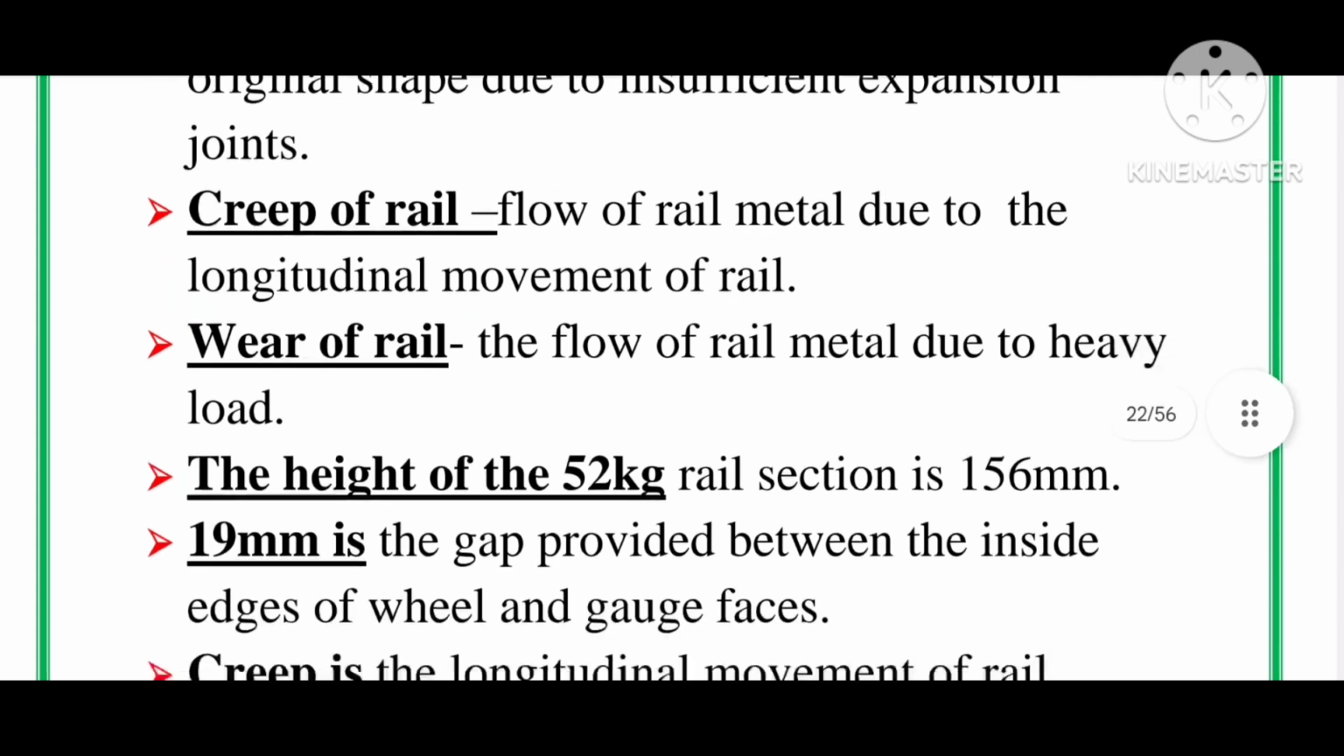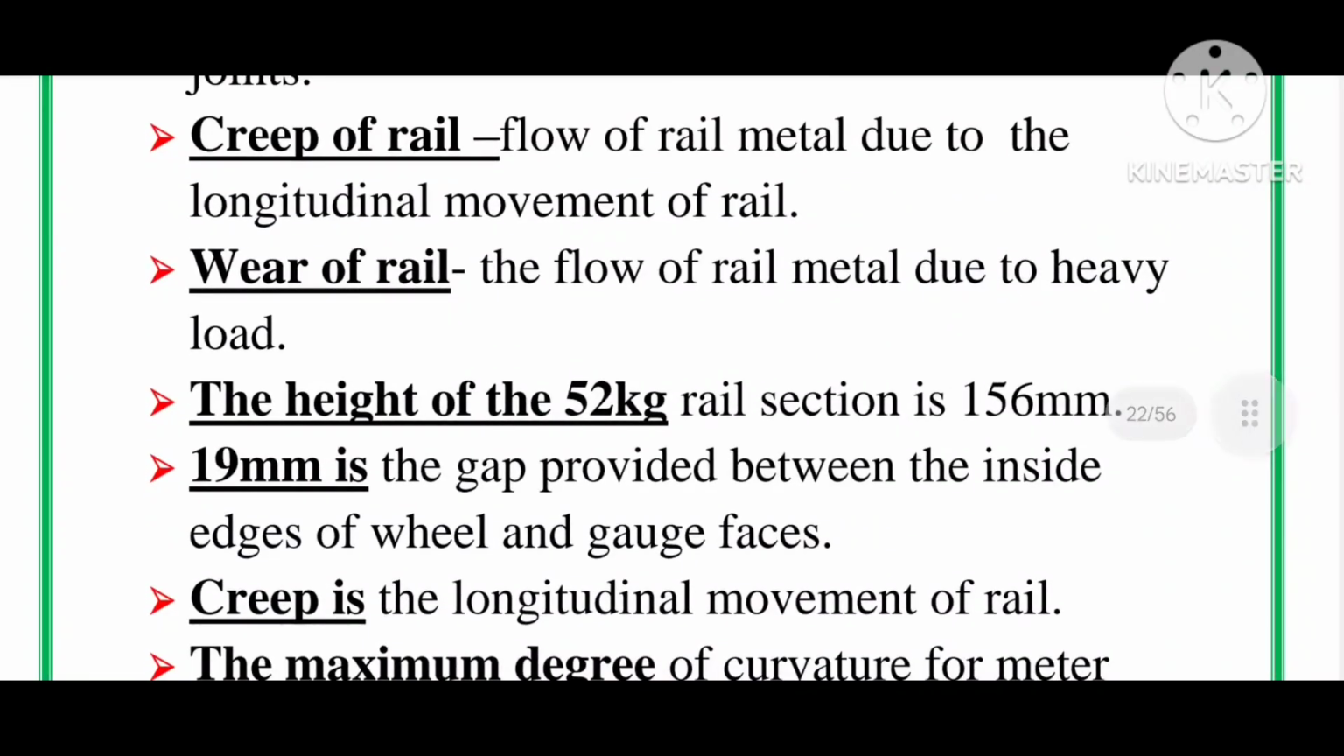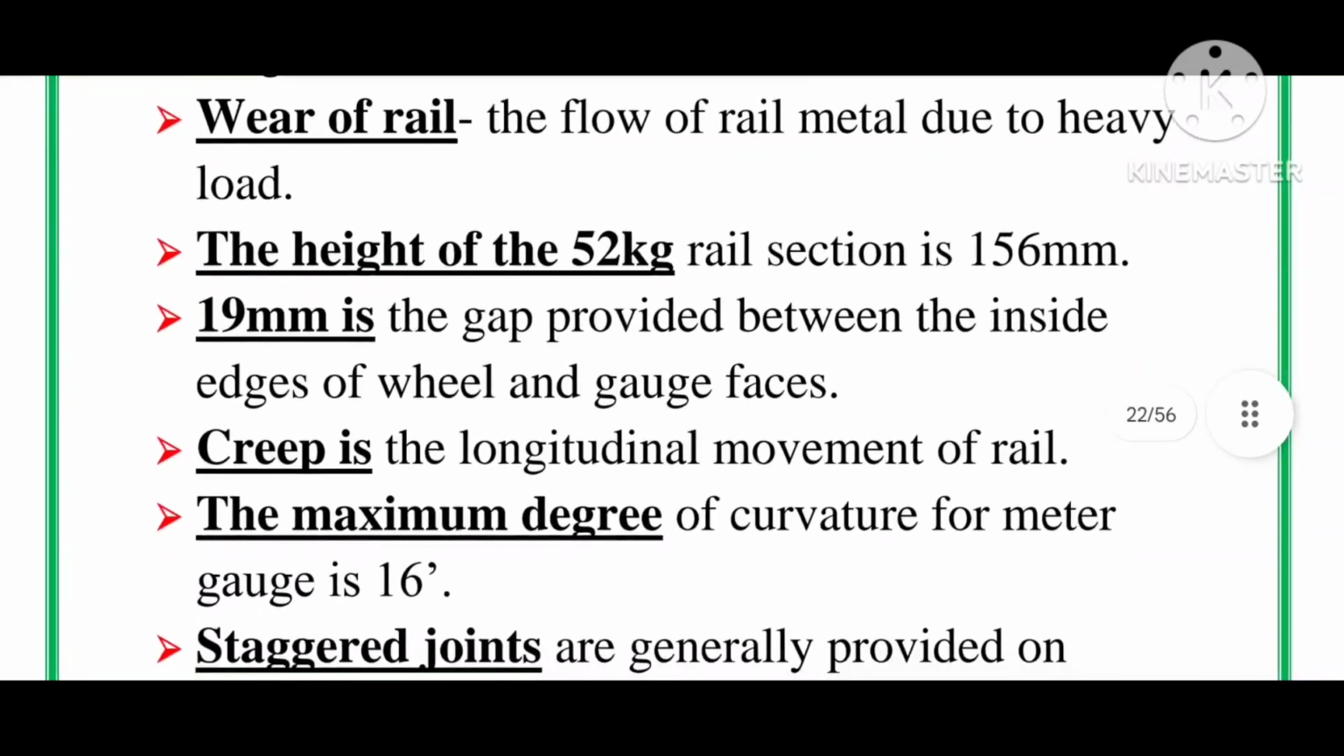Next, the height of the 52 kg rail section is 156 mm. 19 mm is the gap provided between the inside edge of wheel and gauge faces.